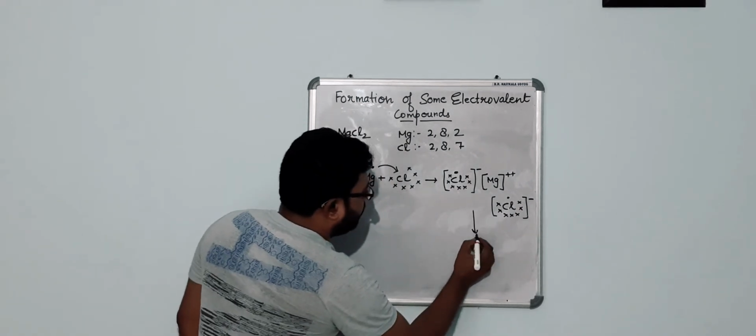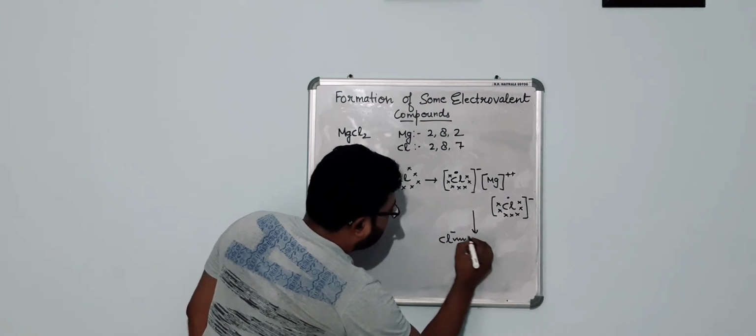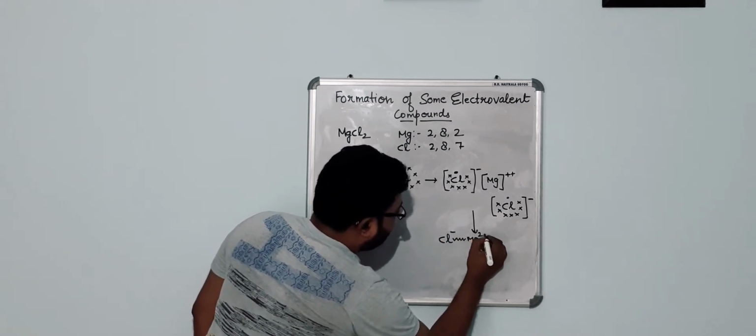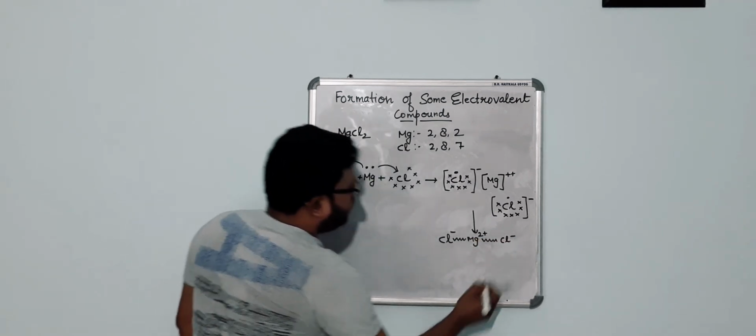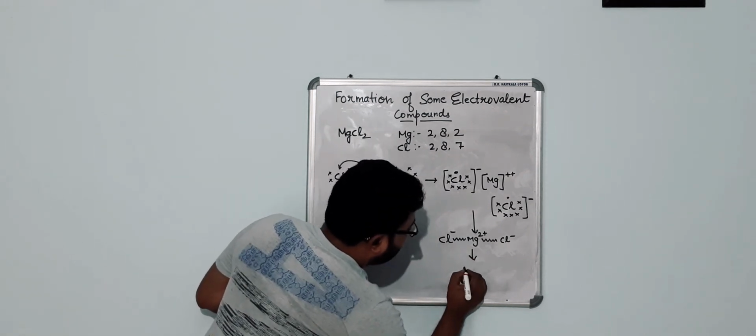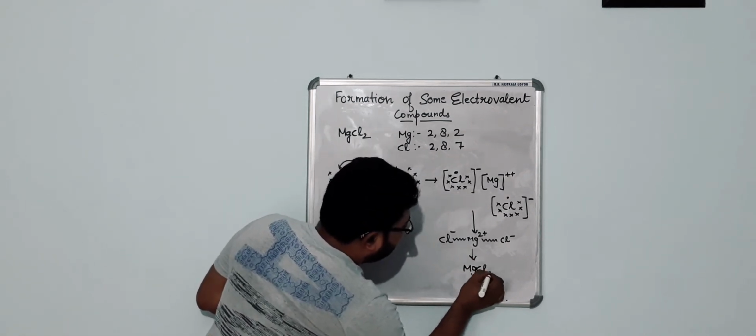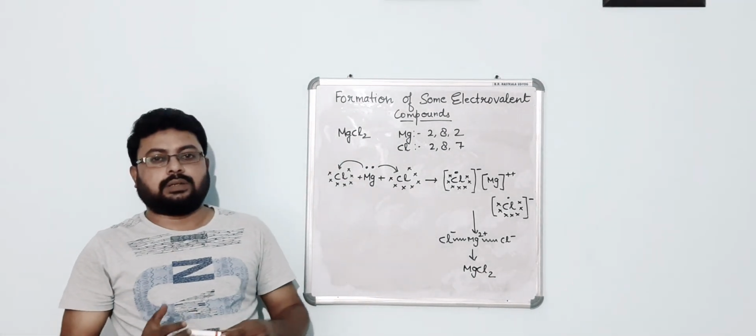Okay, so what will happen? There will be a bond formation. Now it is chloride ion, okay? There is a bond formation between chloride ion and magnesium ion, and this is MgCl2. Okay, so this is how the bond formation happens, right?